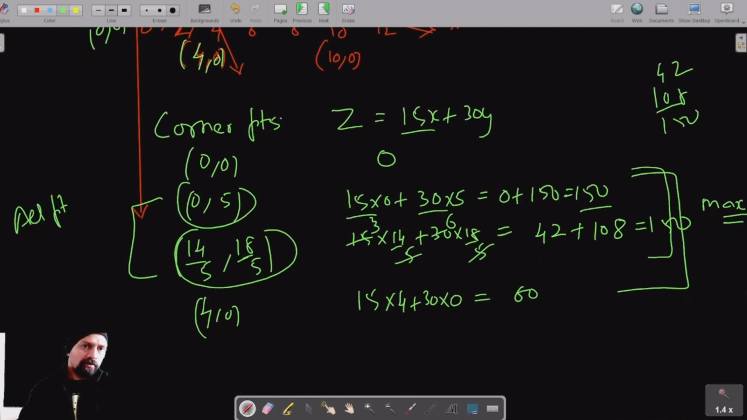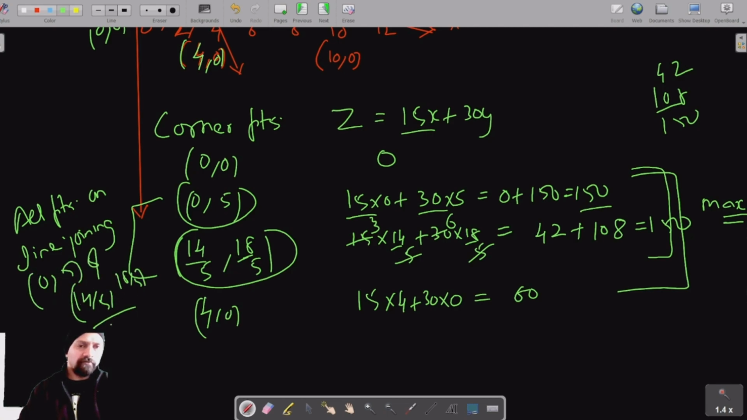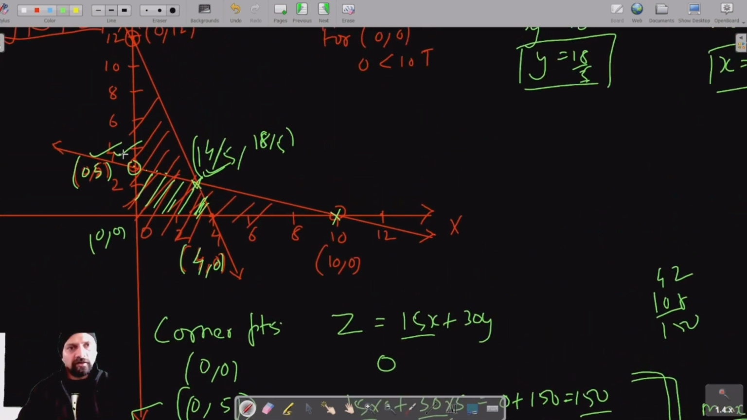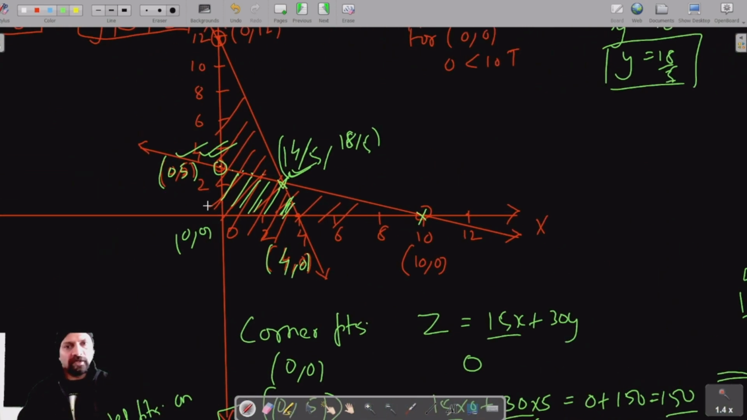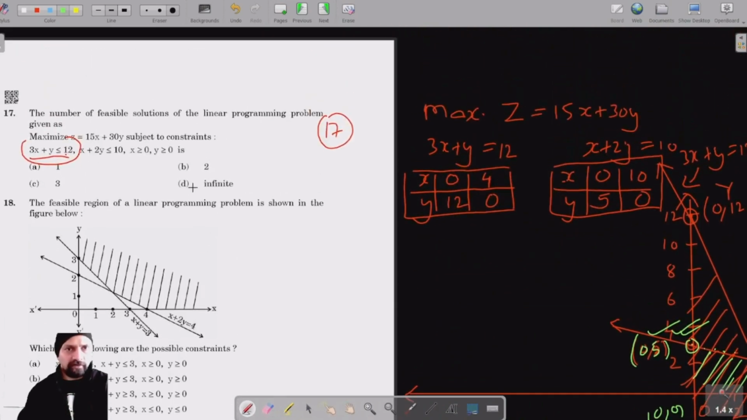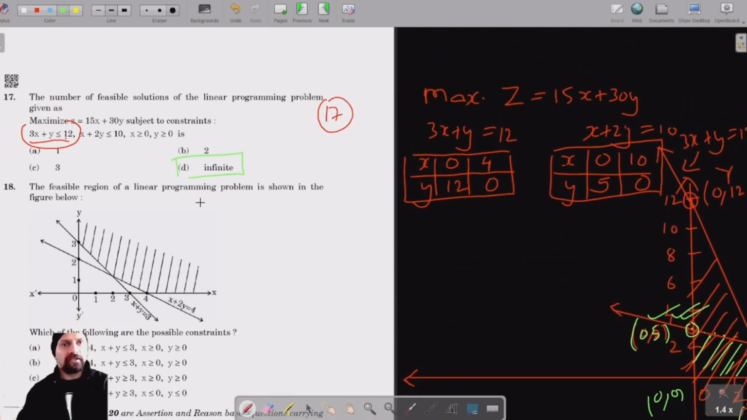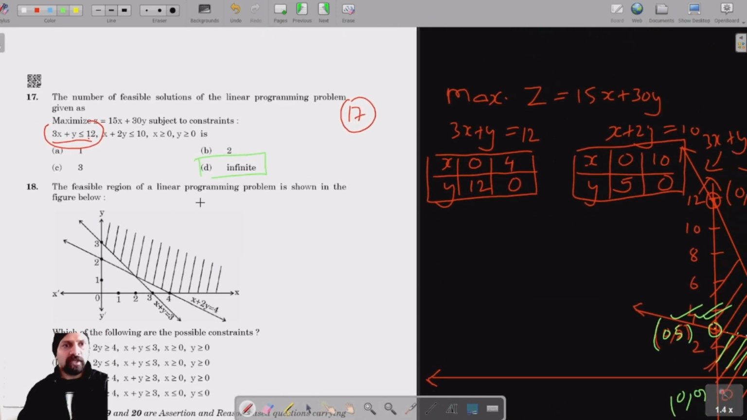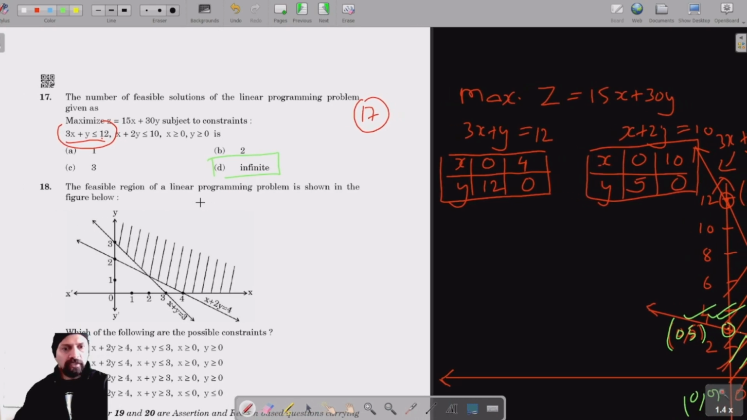So all points on the line joining 0 comma 5 and 14 by 5 comma 18 by 5 will have the maximum value, and on the line joining these two points we have an infinite number of points. So for this our answer should be D, that is, an infinite number of points. And let's move on to question number 18.